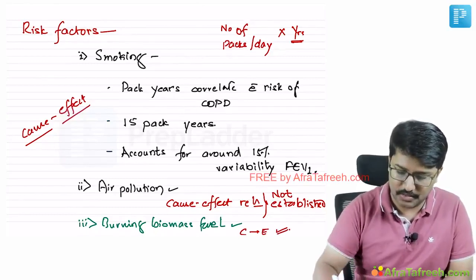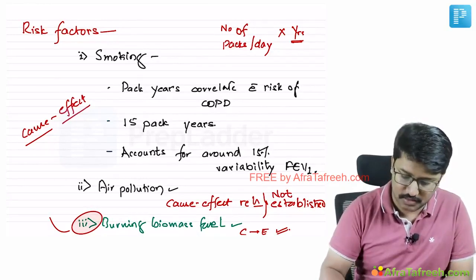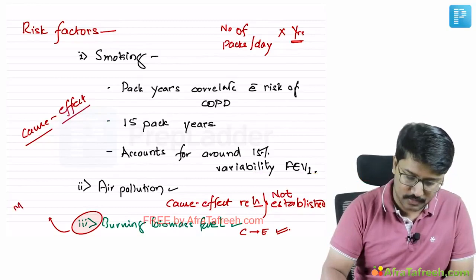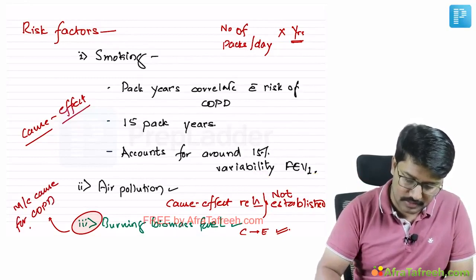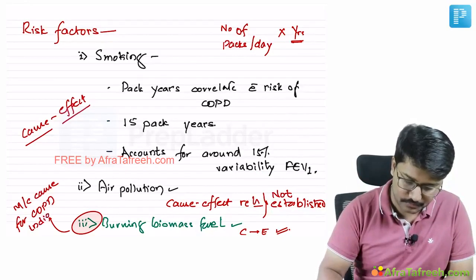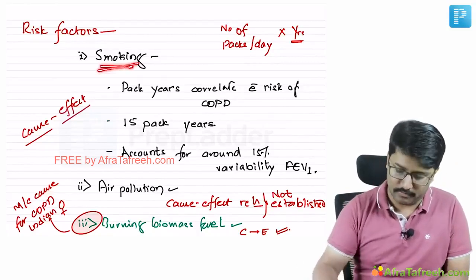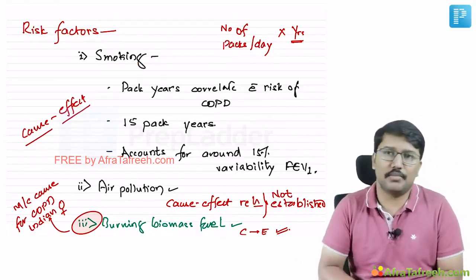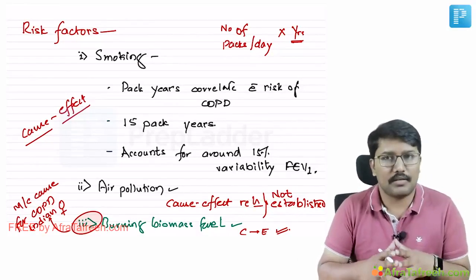And if there is a question asking you, in case of Indian women, what is the most common cause for COPD? Burning biomass fuel is the most common cause for COPD among Indian women. Okay. Obviously, among Indian men, it is definitely going to be smoking, but in females, it is burning biomass fuel. Okay. Now, these are important environmental risk factors.